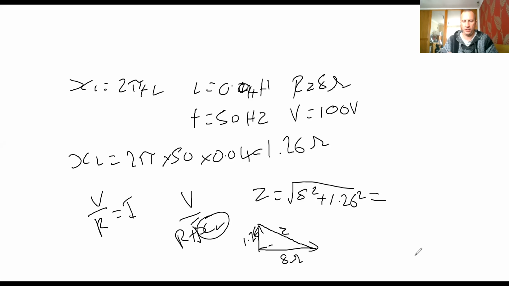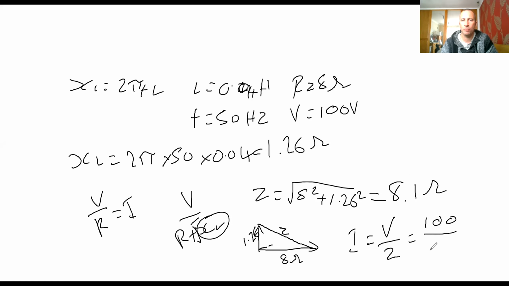All right, so this is equal to 8.1 ohms, right? So now we can do I is equal to V over Z, which equals 100 over 8.1. Now what you need to remember is that this number, when you're talking about the hypotenuse, is always going to be longer than the other two lines, longer than both of them. So you know that number's about right at 8.1. So let's calculate that anyway.